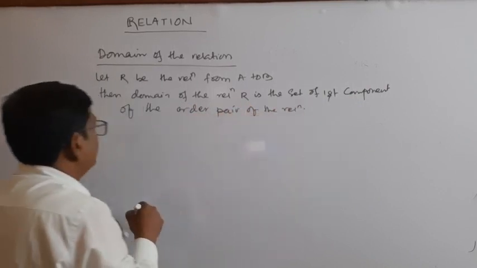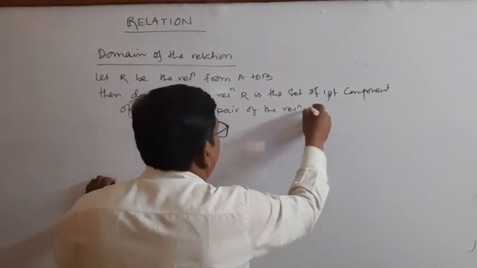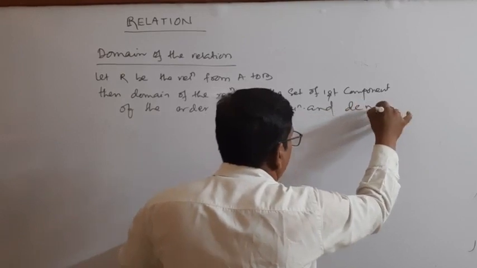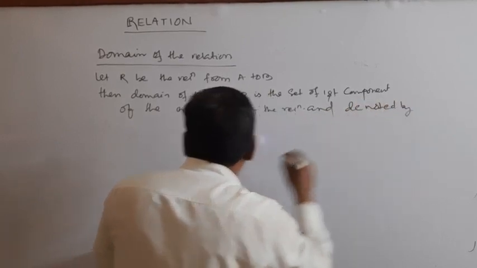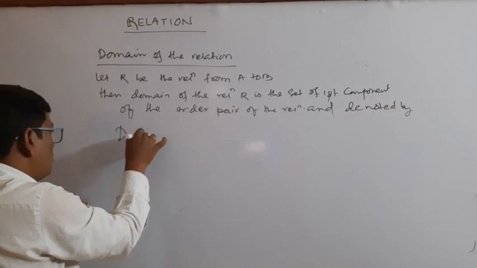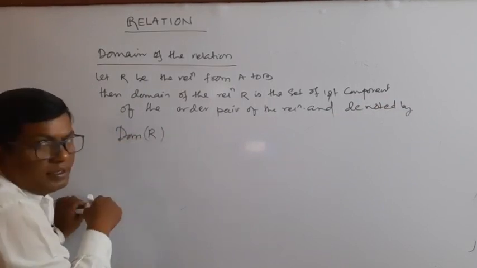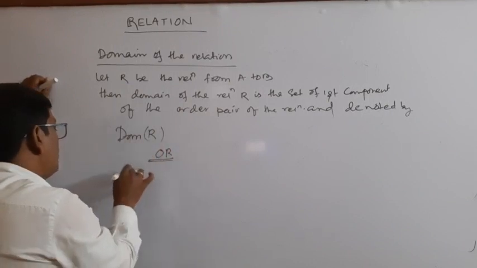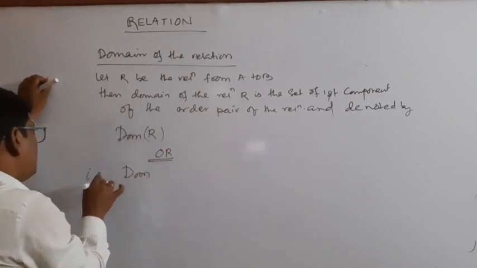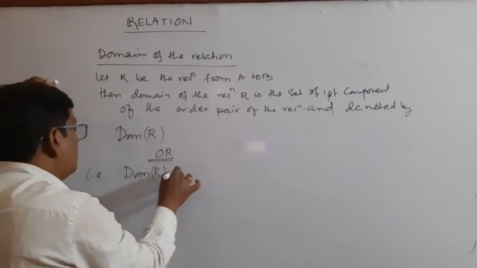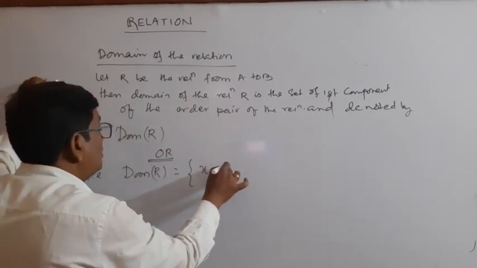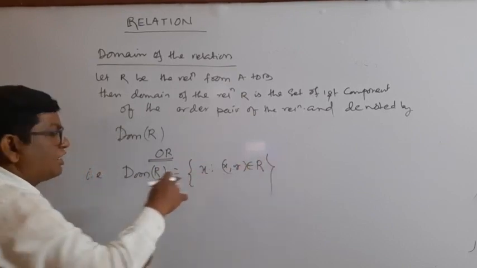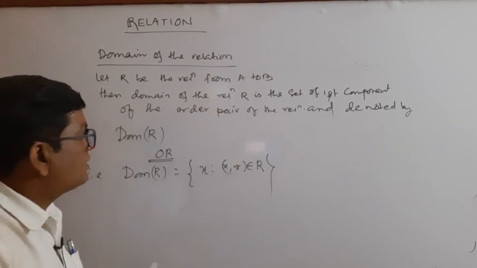It is denoted by dom R. Also, dom R is equal to x such that (x, y) belongs to R. That is, in (x, y), x is the first component and y is the second component.